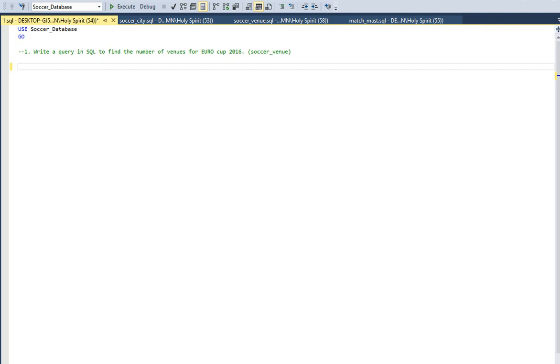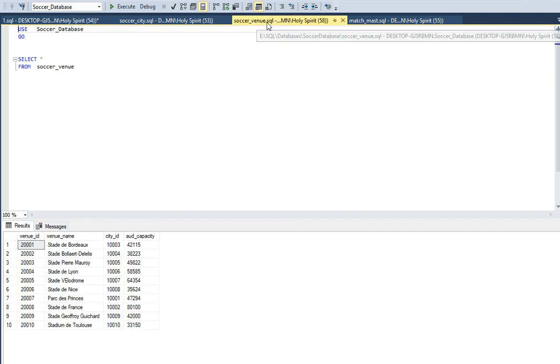So let's start now. Write a query in SQL to find the number of venues for Euro Cup 2016. So, soccer venue, the table here. What is this one? Write a query in SQL to find the number of venues for Euro Cup. Soccer venue. Yeah, this one. So number of.